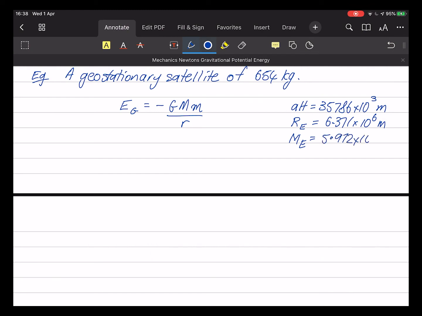5.972 by 10 to the 24 kilos. We're going to need the gravitational constant. That one's easy. 6.67 by 10 to the minus 11. The units are harder though.